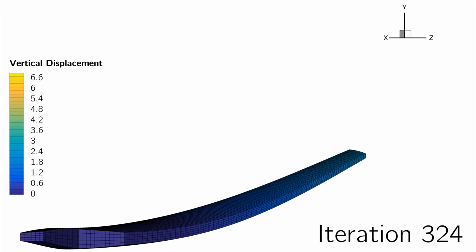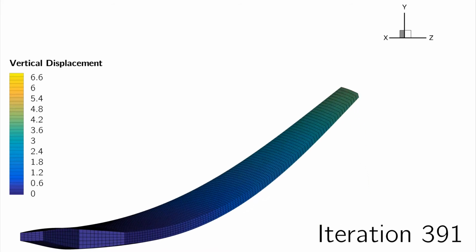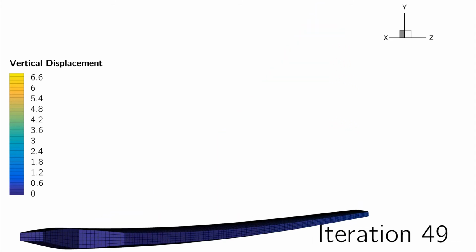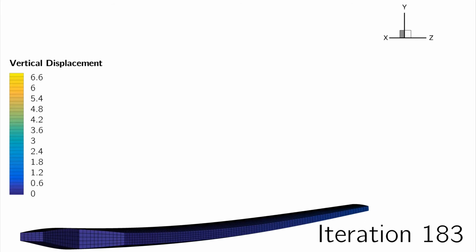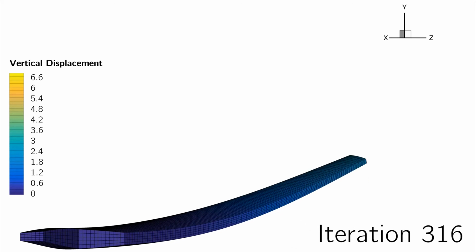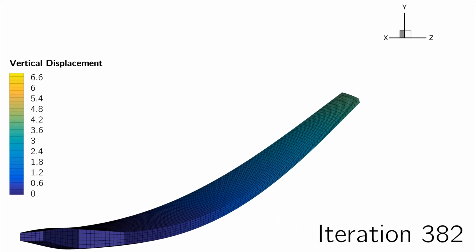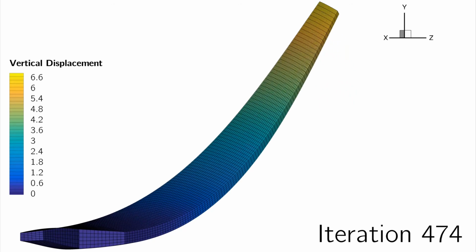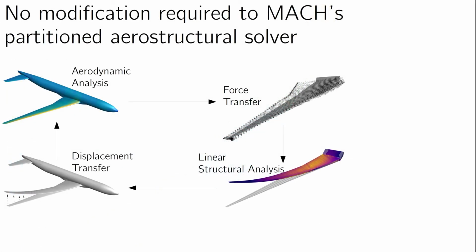To make the solver robust enough for use in optimization, we implement an adaptive strategy for gradually applying loads to the structure in increments. Here you can see an example of this, where the solver is unable to converge the large initial load increments and eventually reduces the size to a level where it achieves consistent convergence in each increment. For aerostructural analysis, we use MACH's partitioned aerostructural solver.